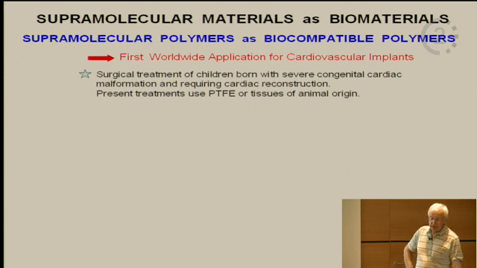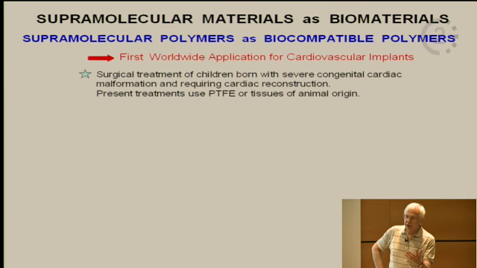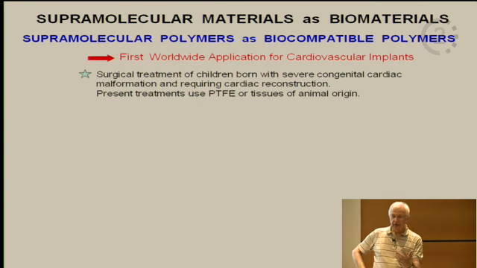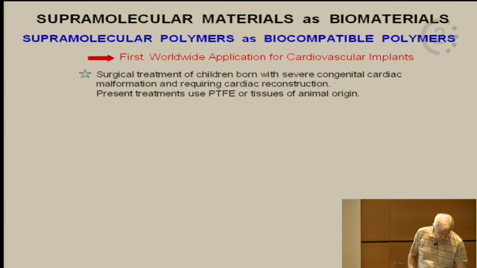And this was applied to children who have a severe congenital cardiac malformation. You will see why children; I can say it right now. Why children? Because if you have a biomaterial implanted in children, it's invaded very quickly by cells which grow. So you can use that as a framework, as a sort of prosthesis, if you want, which is invaded by the normal cells.